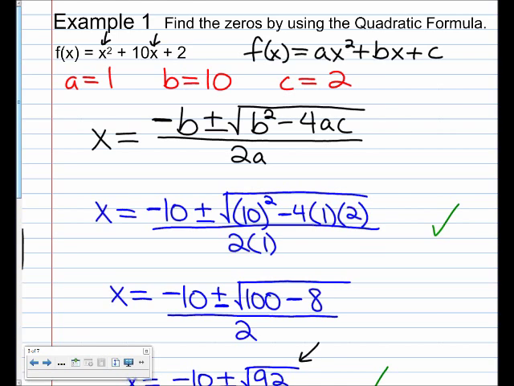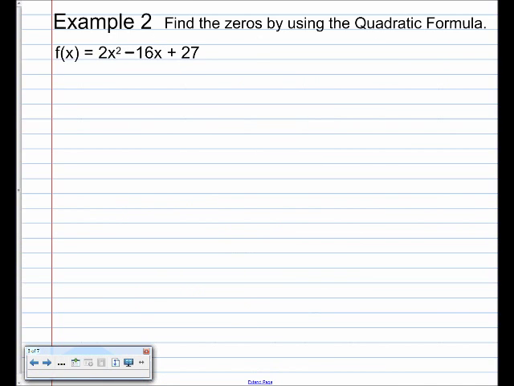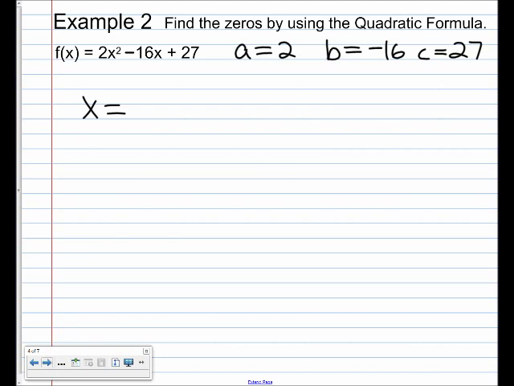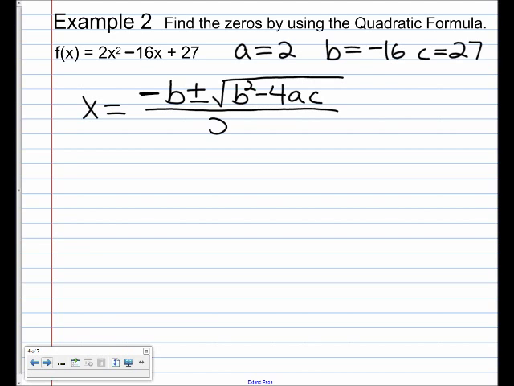But this always works. Let's try a second example here. We have A is 2, B is negative 16, and C is 27. All right, so I'm going to do x is equal to the opposite of B, plus or minus the square root of B squared minus 4AC, all over 2A.